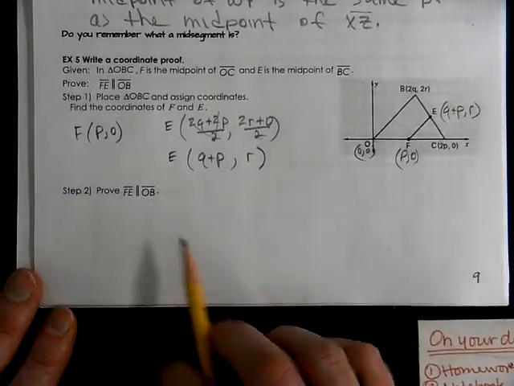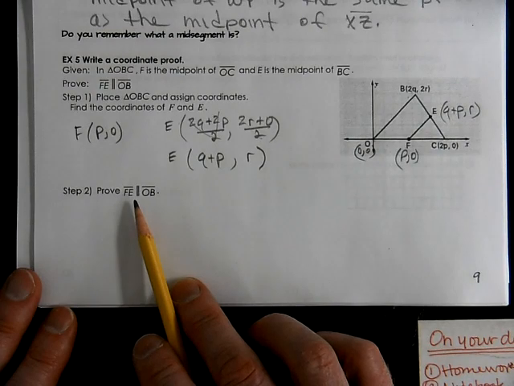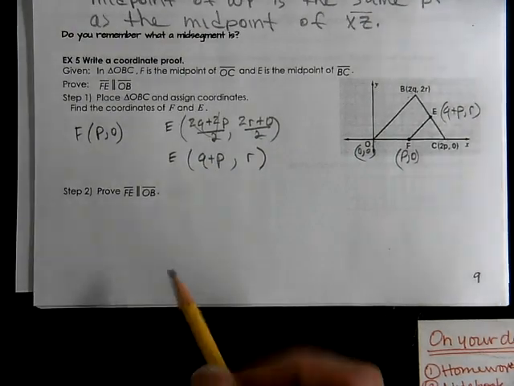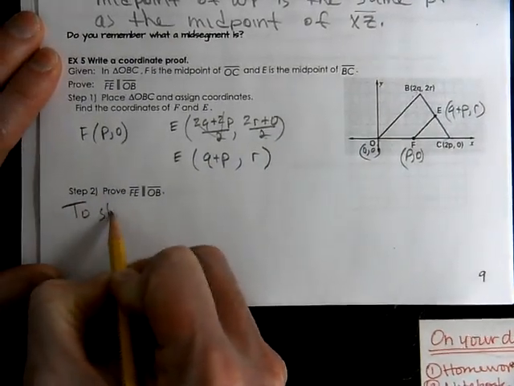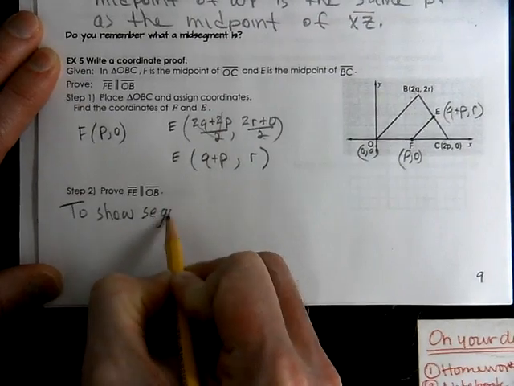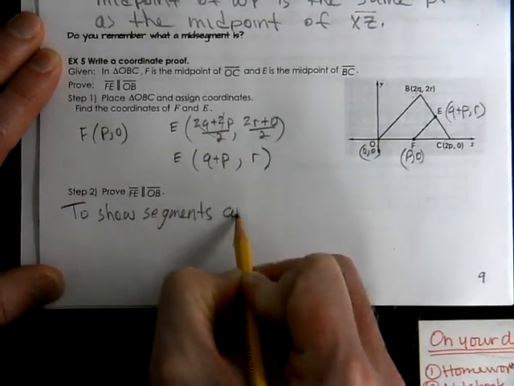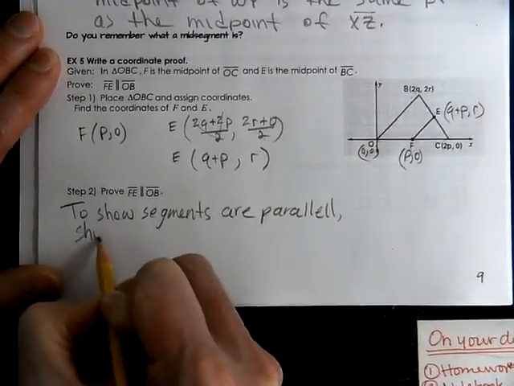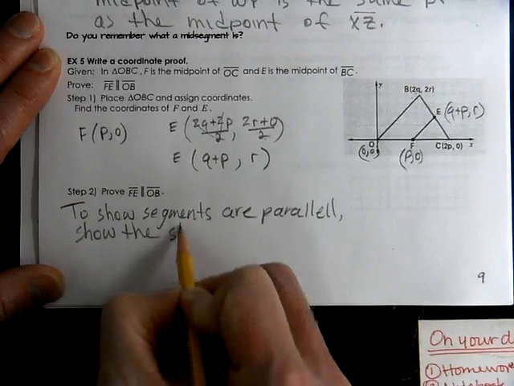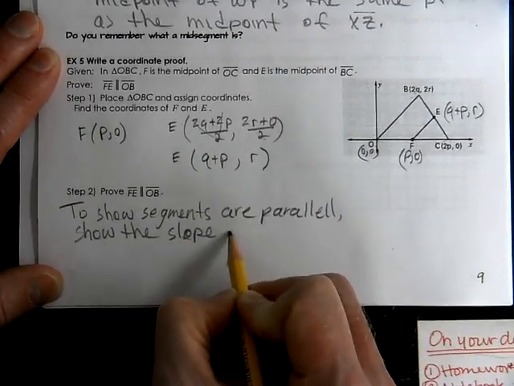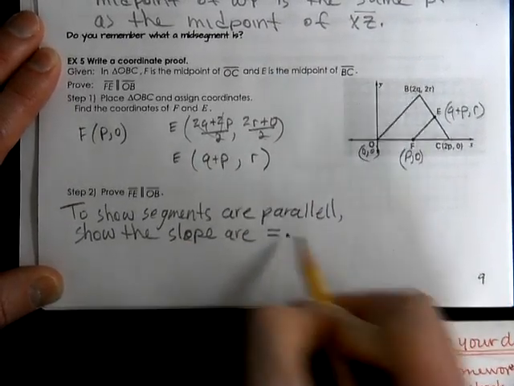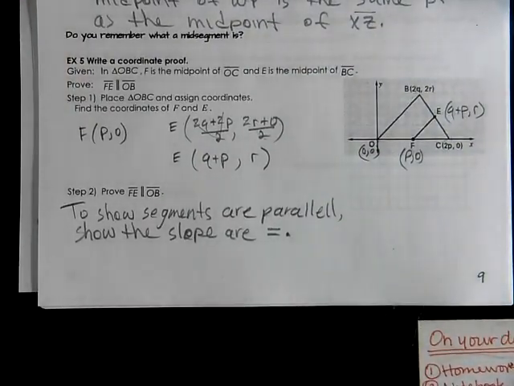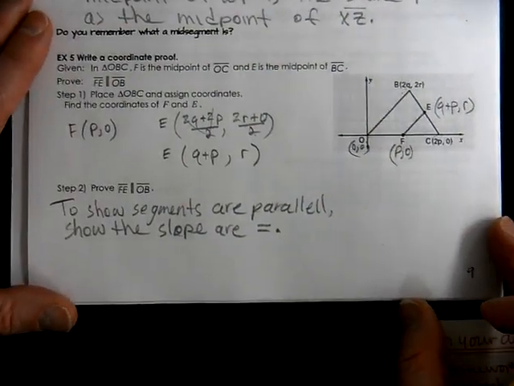All right, last one. How are we going to show parallel? Same slope. To show segments are parallel, show the slopes are equal. That's what we need to do. Need to show the slopes are the same. So we can do that.